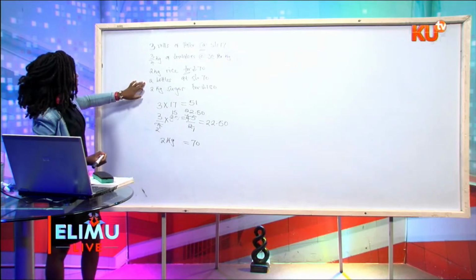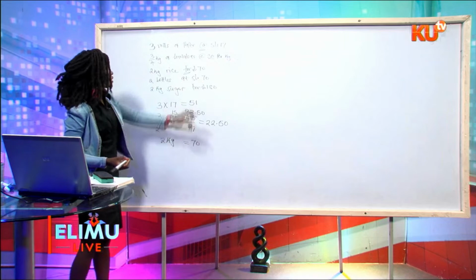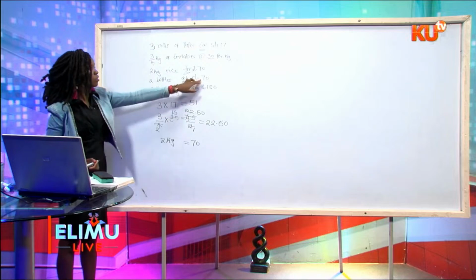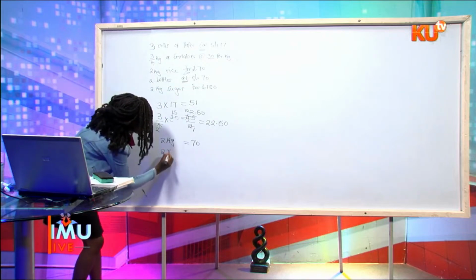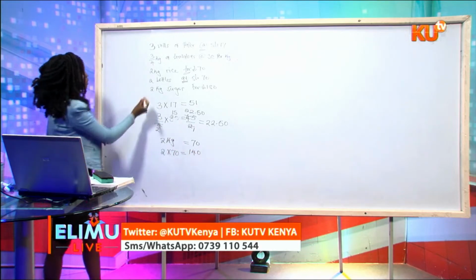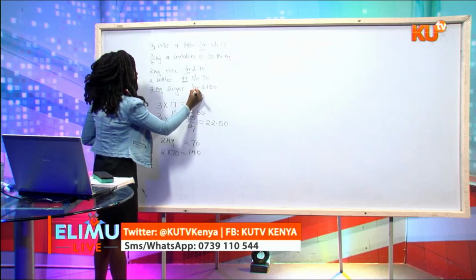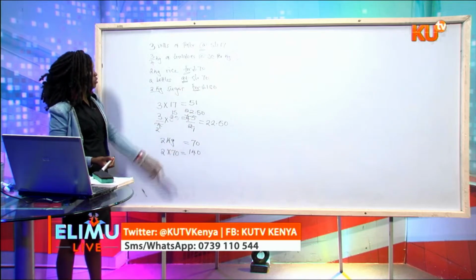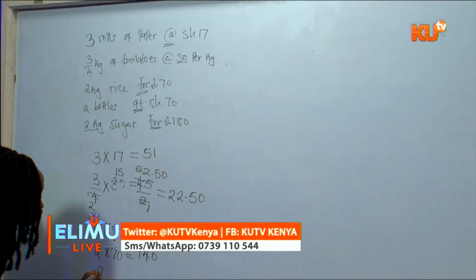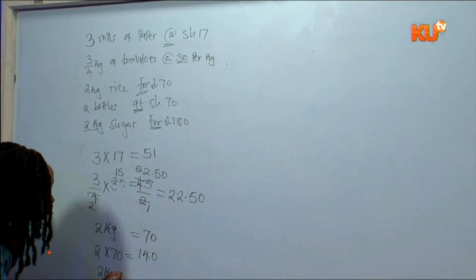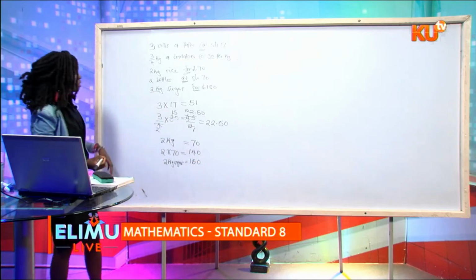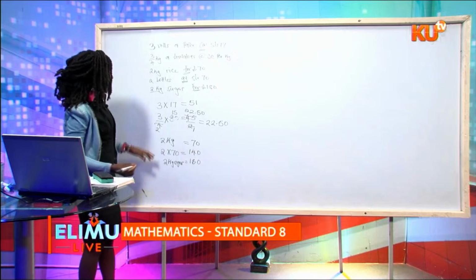Then we have 2 bottles of juice at 70 shillings. At means the cost of 1 item. So it is 2, the number of bottles, times the cost of 1 bottle. So it is 2 times 70, we get 140 shillings. Here we have 2 kgs sugar for 180. For represents the total cost. So the 2 kgs of sugar costed 180 shillings.